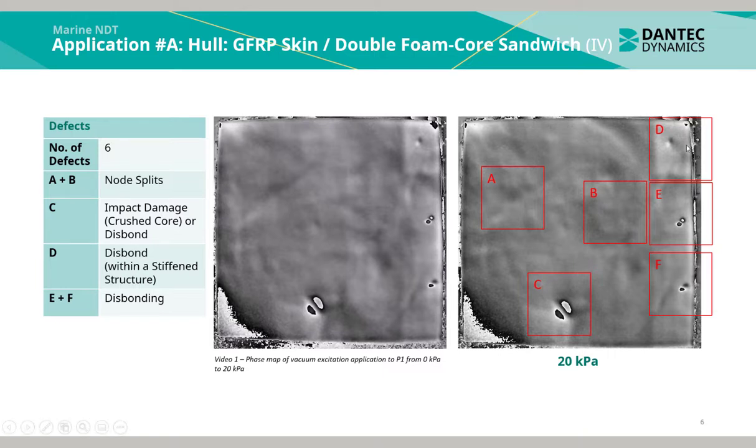D is an indication of a disbond within a stiffened structure inside the element. And E and F are both indications of disbonding.